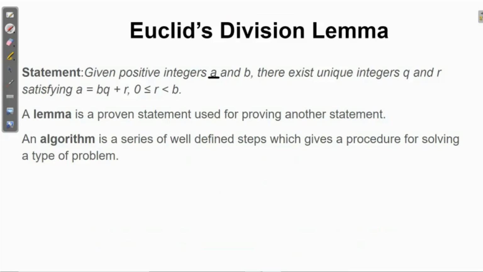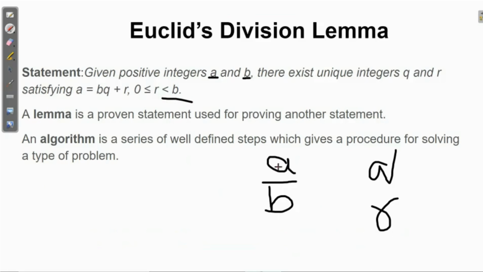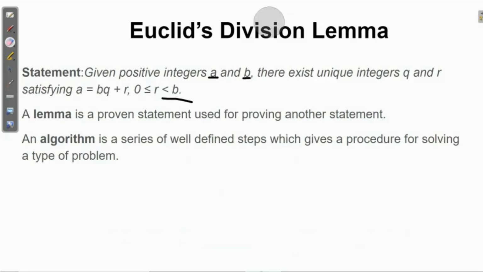Here, consider a as the dividend and b as the divisor. Okay, a is the dividend, b is the divisor. When I do a by b, I will get quotient q, and the remainder will be r. You know that division continues until the value of the remainder becomes less than the divisor. Okay. So here q is nothing but the quotient and r is nothing but the remainder.